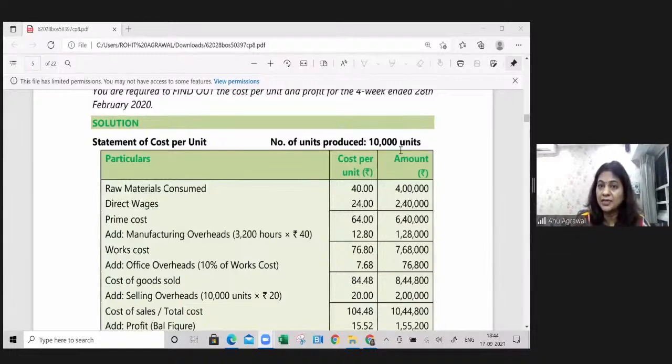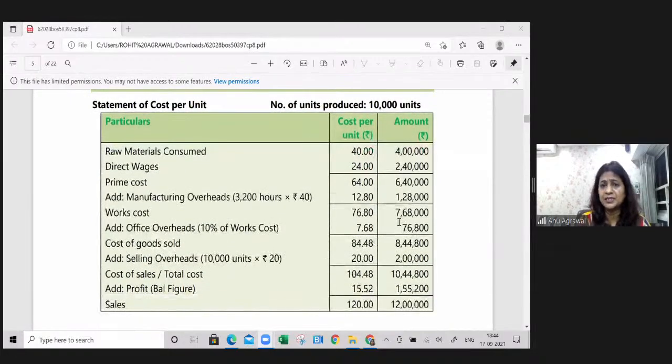For manufacturing 10,000 units, I have put in 3,200 hours. What was my overhead rate? 40. So what is the overheads that has been absorbed? 3,200 into 40. I hope I'm clear. This is your works cost, 7,68,000.